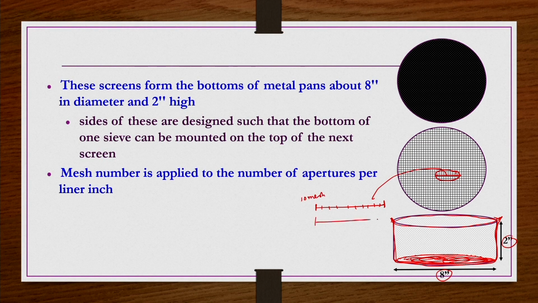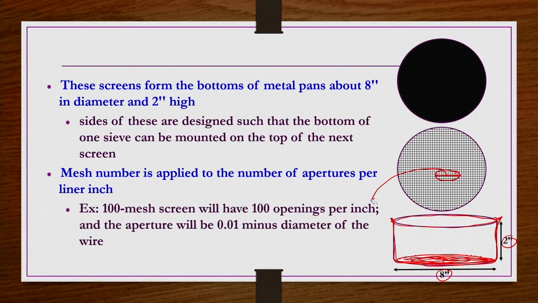Let us say in the 1 linear inch dimension, if you have 20 openings like this, then we call it a 20 mesh number. Likewise, if you have 100 openings in a given linear inch, then you can call it a 100 mesh. So, what is the size of this square aperture? That would be 1 by 100 minus the diameter of the wire used for constructing this 100 mesh screen. So, that would be 0.01 minus the diameter of wire. That will give you the screen aperture opening size.